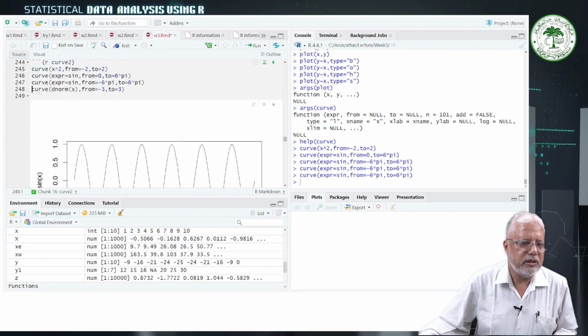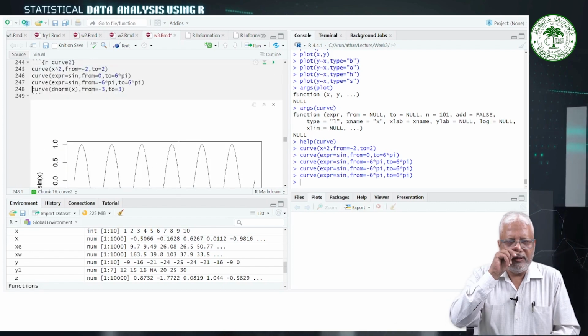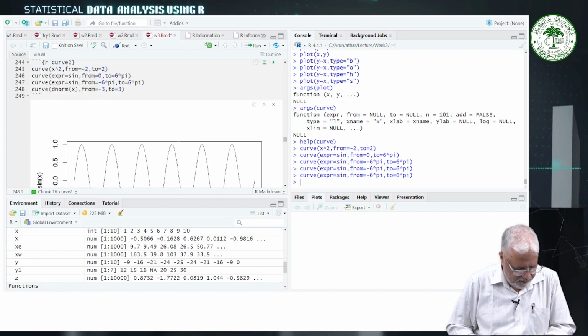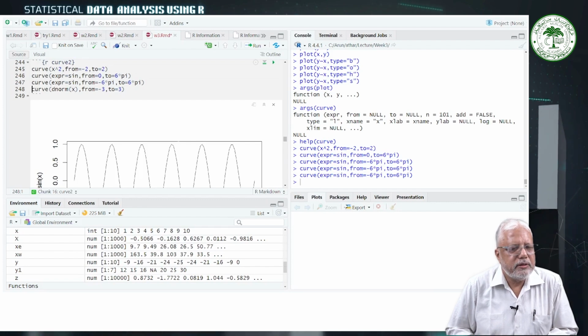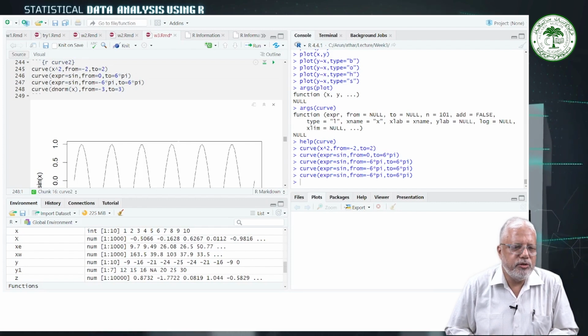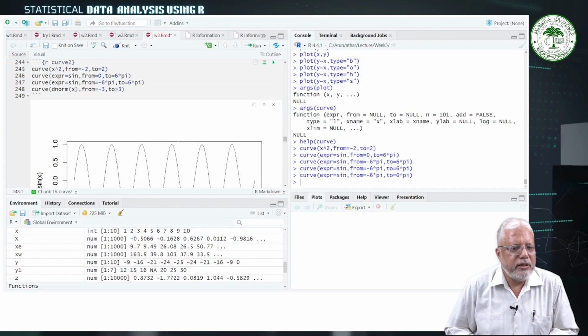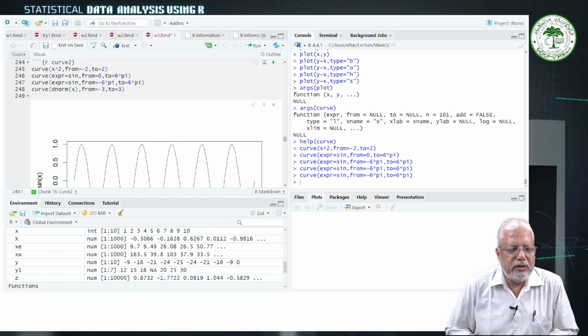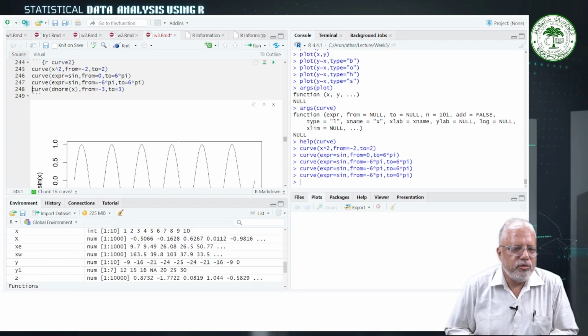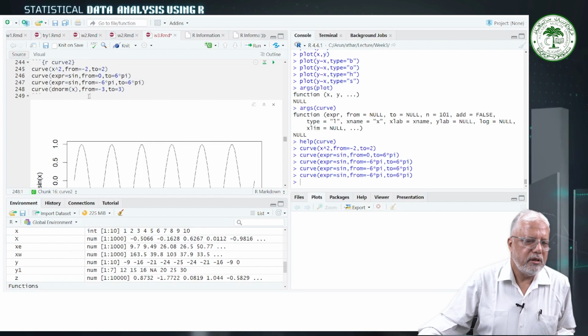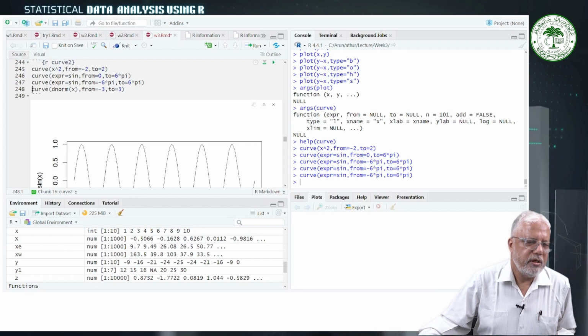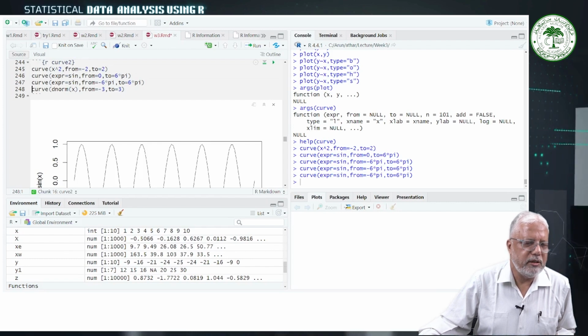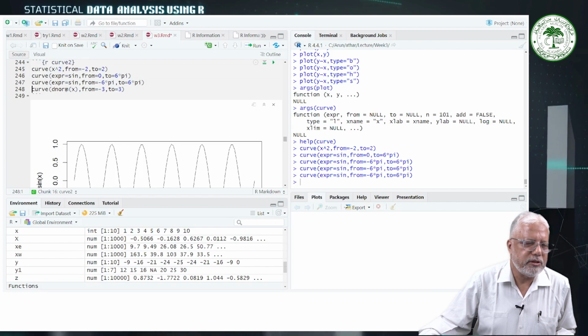This is the sine curve. Suppose we want to plot a function, say for example the normal distribution. We shall talk in detail about distributions, but here to compute the density, the function is dnorm. The argument here must be x. You don't write any other argument, because with curve there must be the argument x.